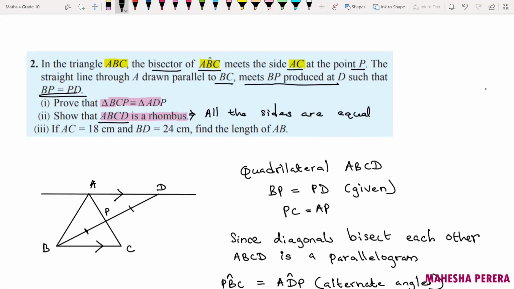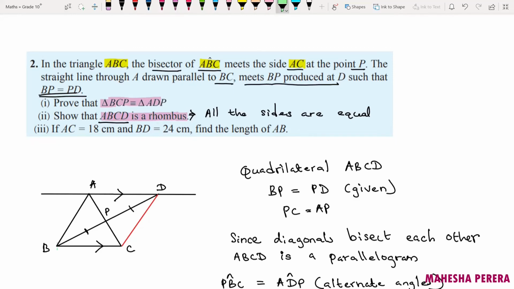Right, first of all, we need to find out this quadrilateral A, B, C, D. So that means we need to connect C and D. Okay, remember, first of all, we need to prove that this quadrilateral is a parallelogram, right? Then only we try to prove that that parallelogram is a rhombus. Okay, so we write quadrilateral ABCD.